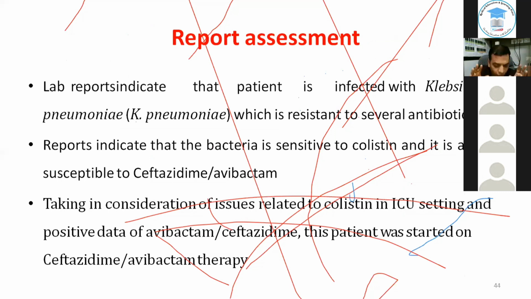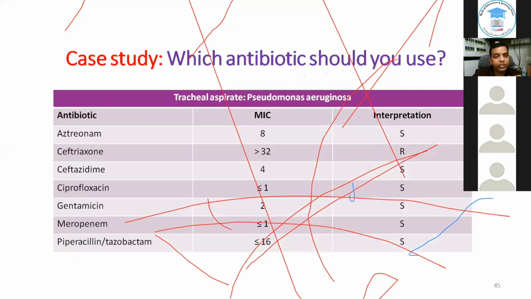Also, for colistin, we don't have a universal uniform dosing formula. So there are many issues related to colistin in the ICU setting. Hence, the drug of choice will be ceftazidime-avibactam. So this is how the PK/PD and other issues related to antibiotics should be taken into consideration.